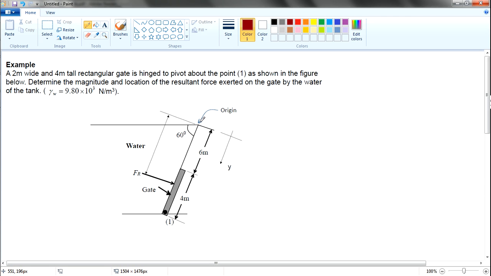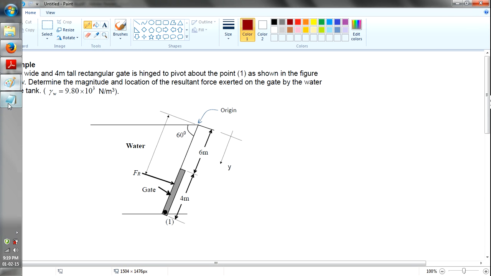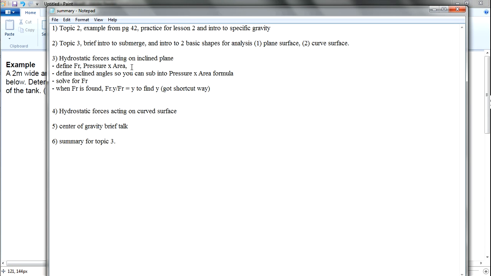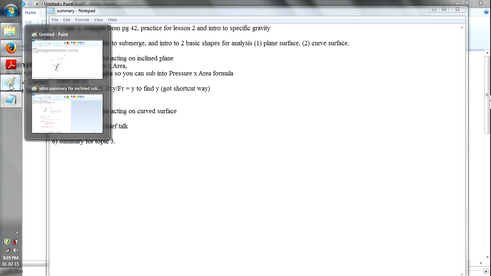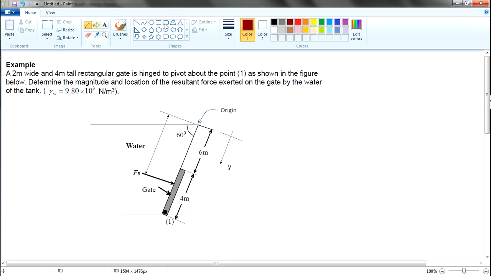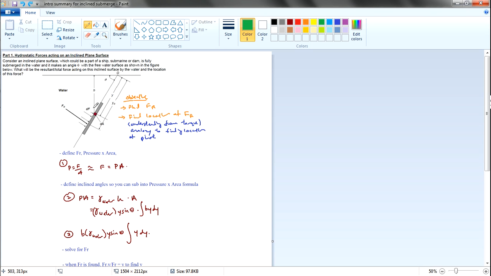As we said before, we first have to define our resultant force using the very straightforward method, I would say, not simple. Force equals pressure times area. But before I start, I need to clarify something.